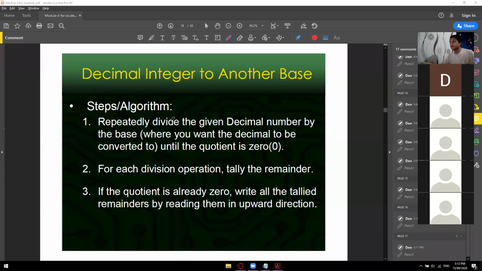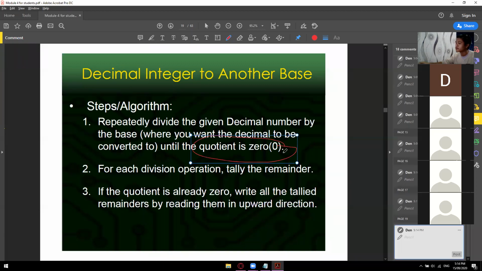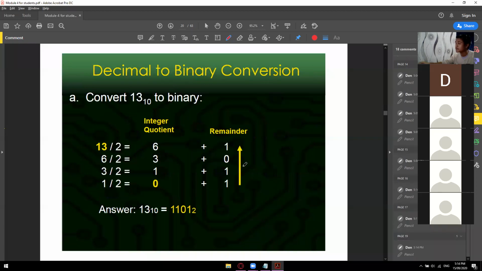Alright, so here are the steps on how to convert a decimal to any base. So step 1 is repeatedly divide the given decimal number by the base where you want the decimal to be converted to until the quotient is 0. Second step is for each division operation, tally the remainder. And then third is if the quotient is already 0, write all the tallied remainders by reading them in upward direction. And then, paulit-ulit lang to, okay? So, repeatedly divide. So, saka lang kayo titigil kapag yung quotient nyo na is 0. So, for you to appreciate this one, we have an example here.